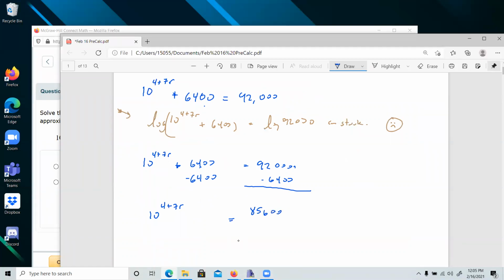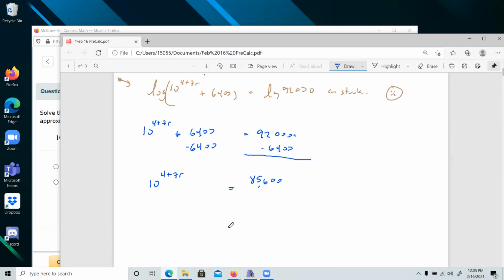So I got 85,600 here. Now I'm going to go ahead and take the logarithm of this thing, and I'm not going to evaluate it. I'm just going to let it sit there. Now remember, you can't take the logarithm of a negative number. So if I screwed something up, like put a couple of extra zeros here by accident, or didn't put enough zeros here, and I got a negative value, I know I messed up. So now we have two clean expressions on both sides. There's no pluses in the way here.